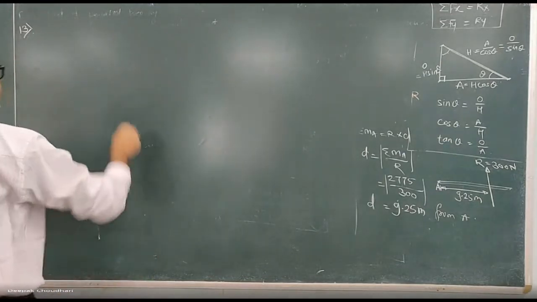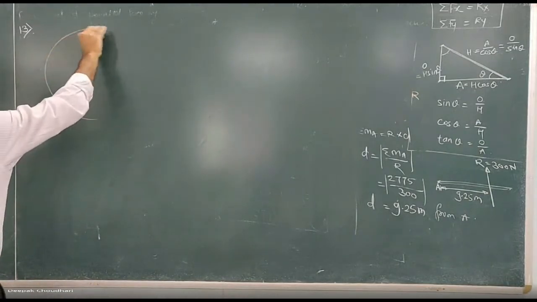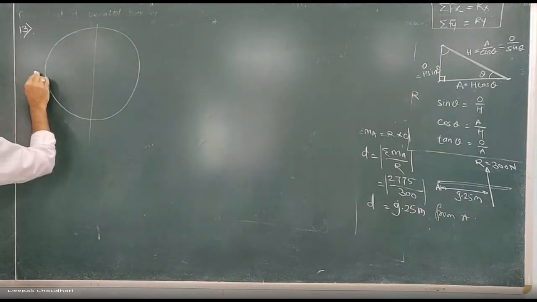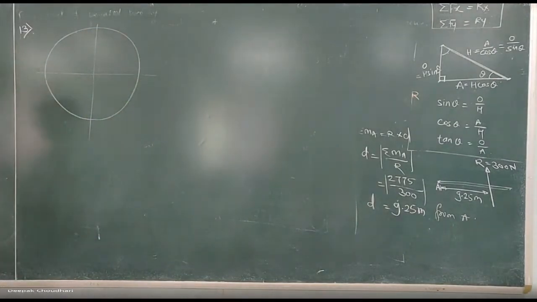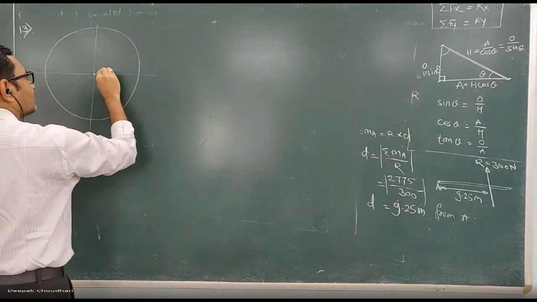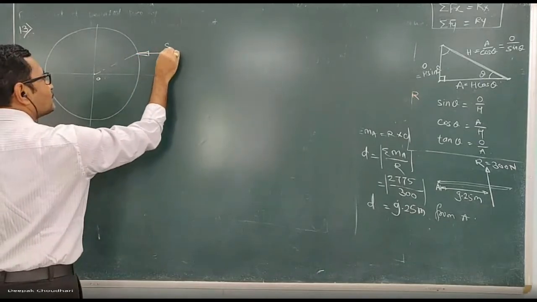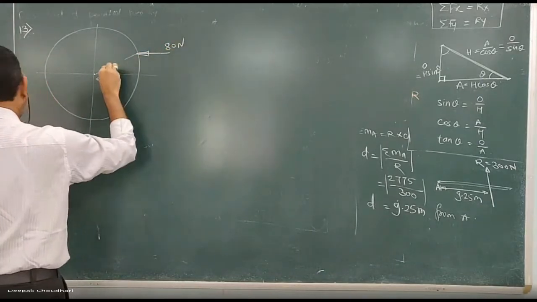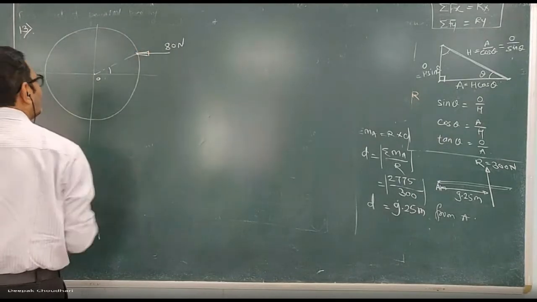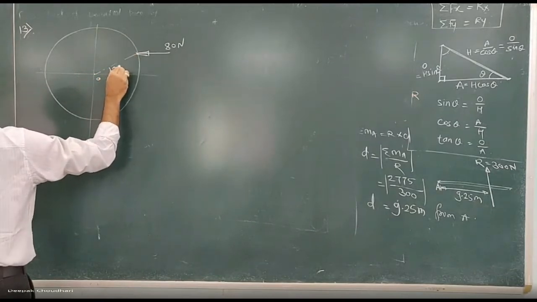Now sum number 13. Clear? In sum number 13, one circular body is given. On this circular body two forces are given. One force is acting horizontally towards left, its magnitude is 80 Newton. Its point of contact is on the rim of the circular wheel, and if you join this rim point with the center, this radial line is inclined at an angle of 30 degrees.